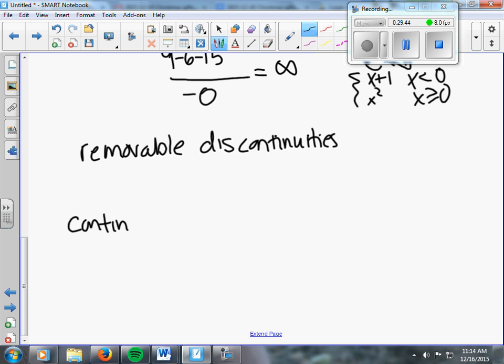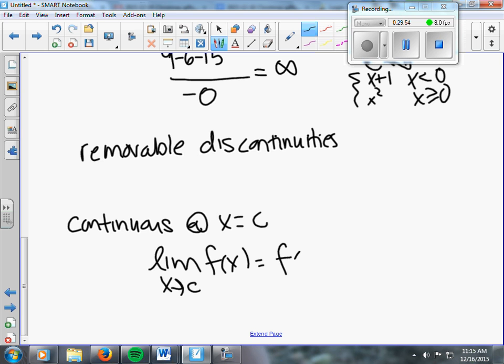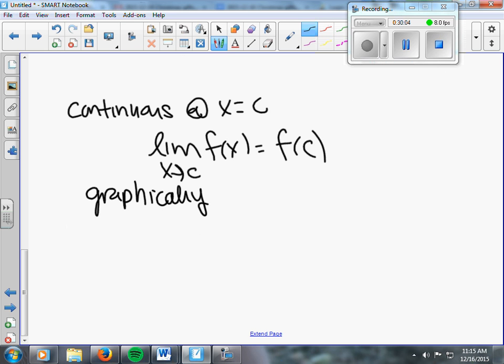And then non-removable discontinuities. By the way, let's talk about the definition of continuous. In order to be continuous at an x value, the limit as x approaches that number of the function is actually equal to the y value there. That's the technical definition of continuous. Graphically, you never lift your pencil off the paper. So if you do lift your pencil off the paper when you're tracing the graph, then that's a discontinuity.